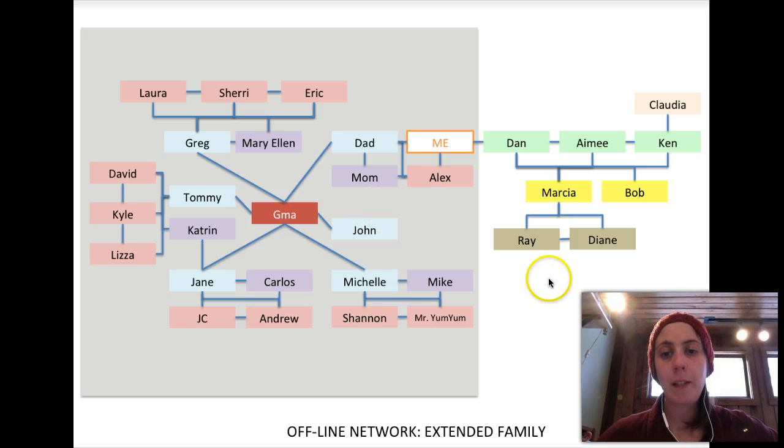Then within my extended family, I'm connected to my husband and his family. So we see his brother and sister, his brother's wife. They're all connected to my in-laws, Bob and Marcia, and then Marcia is connected to Ray and Diane, my husband's aunt and uncle. So that kind of gives you an idea of how information is shared.